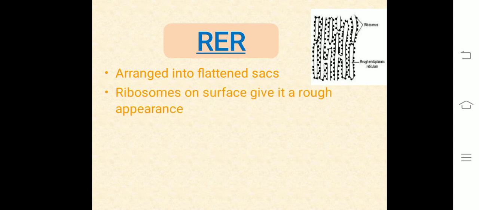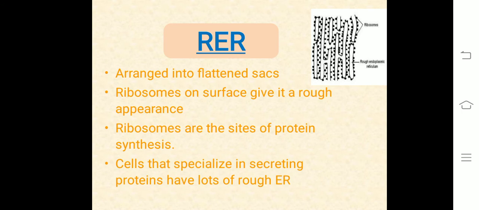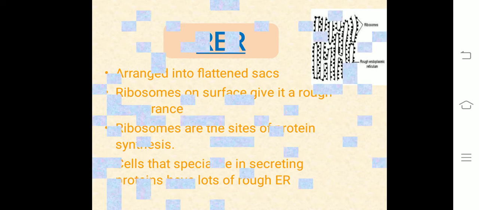Rough endoplasmic reticulum. Rough endoplasmic reticulum are arranged into flattened sacs, as you can see in this diagram. They are rough because ribosomes are attached on their surface, thereby giving it a rough appearance. Ribosomes are the sites of protein synthesis. Cells that specialize in secreting proteins have lots of rough endoplasmic reticulum.